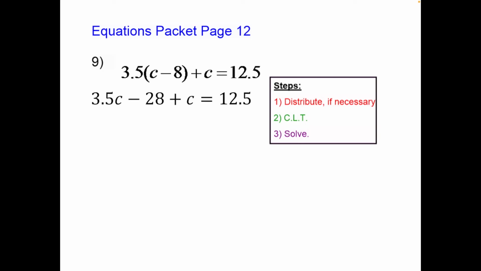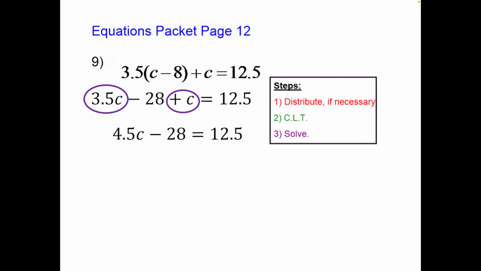Step 2 is combine like terms. The like terms are 3.5c and positive c. Remember that positive c or plus c is really plus 1c. 3.5 plus 1 is 4.5, so 4.5c minus 28 equals 12.5.